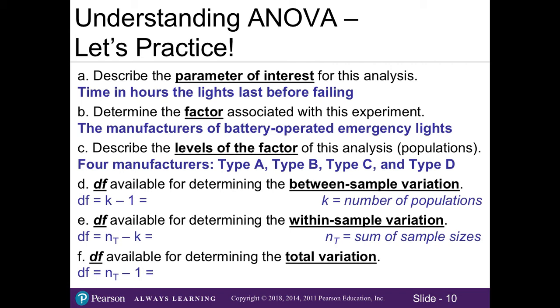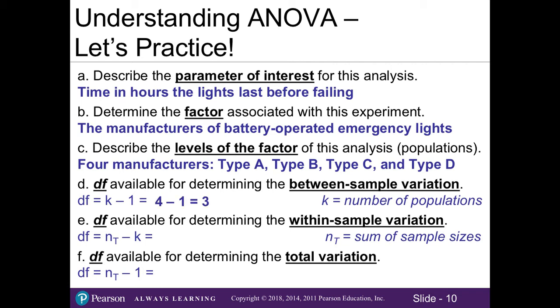Now, we should also discuss the degrees of freedom that we need for our ANOVA. So in part D, we're going to find the degrees of freedom for our between sample variation. So think of it this way. I'm comparing between my groups or my samples. So that's where I'll take my k, the number of groups or populations I'm studying, minus 1. So since we're studying 4 manufacturers, we'll take 4 minus 1, which equals 3.